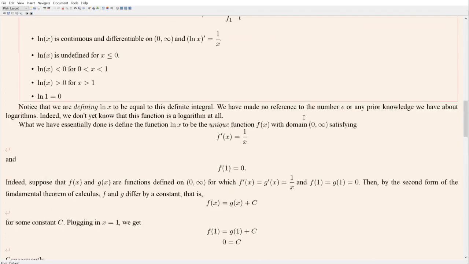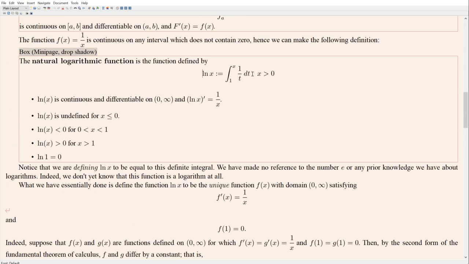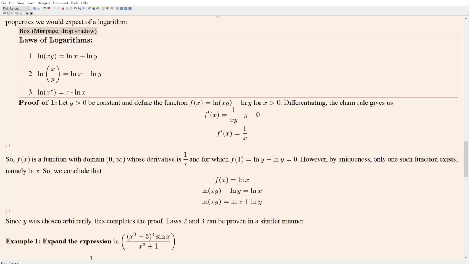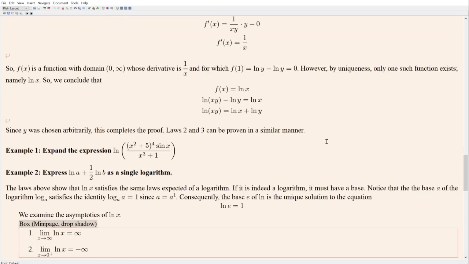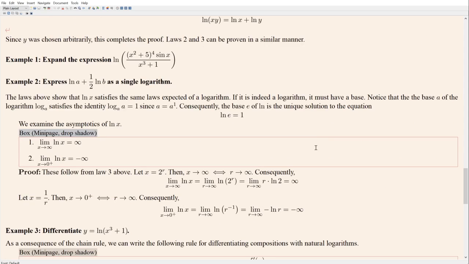Which is also kind of remarkable to me, because we have defined this thing to be a definite integral. We have made no reference to exponents, and yet all of these expected properties end up holding. So again, you can read the proof. I only proved this first one if you want, but I would rather use the lecture time to do examples.